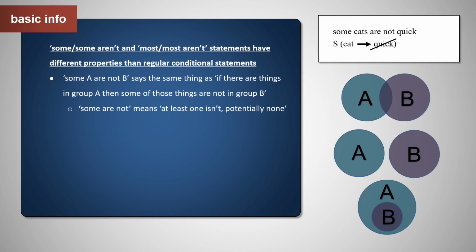There's no cats that are quick. A is the circle of all cats, B is the circle of all quick things, so we're just living in a universe where every cat is kind of slow. So that is also captured by some A or not B. And so is the last one.